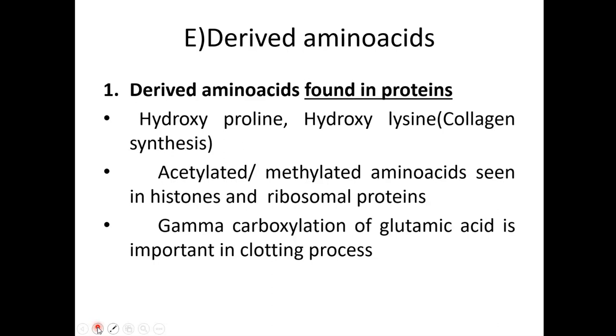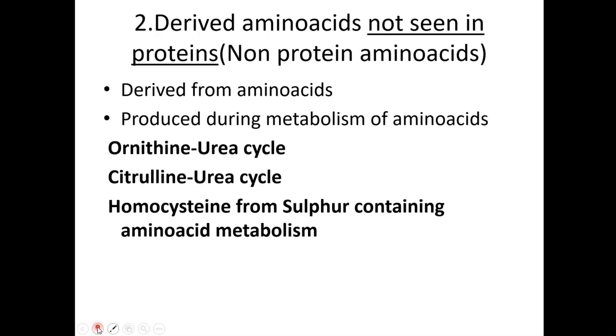What is collagen? It's a structural protein. Collagen contains hydroxyproline and hydroxylysine. Then, there are some amino acids known as acetylated or methylated amino acids. They are seen in histones and ribosomal proteins. Then also gamma carboxylation of glutamic acid, which is important in the clotting process. So all these amino acids are found in proteins.